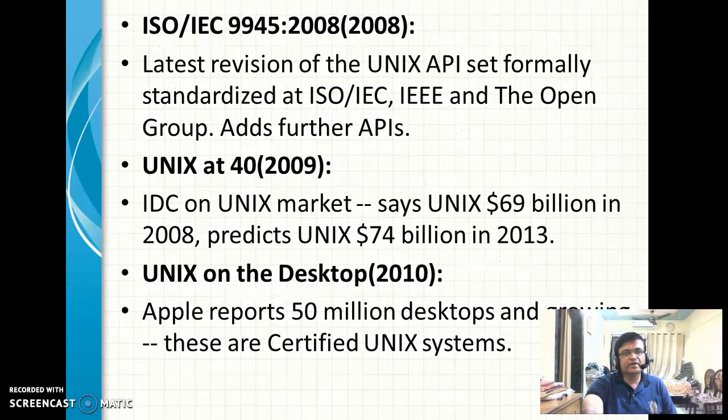The latest version of the Unix APIs set was formally standardized at ISO/IEC, IEEE and the Open Group, adding further APIs for Unix and Linux. This was in the year 2008. In the year 2009, Unix was 40, that is 40 years completed. IDC on the Unix market says Unix was worth $69 billion in 2008, which was the market value for Unix, and predicts Unix at $74 billion by 2013.